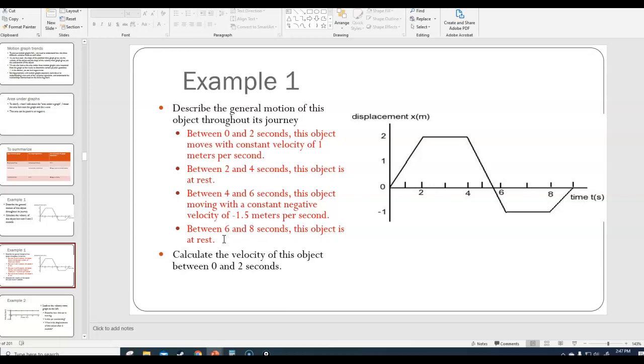Notice how specific my answers are. When I ask you to explain or describe something, I want you to write in clear, coherent sentences, and I want you to be as specific as possible. You don't want to leave any lingering what questions or lingering why questions. For example, if I had just said, between 0 and 2 seconds, the object's moving with a constant velocity, a lingering what question would be, what is the constant velocity? Well, it's 1 meter per second. So specificity is important. Make sure you're writing in clear, complete sentences.